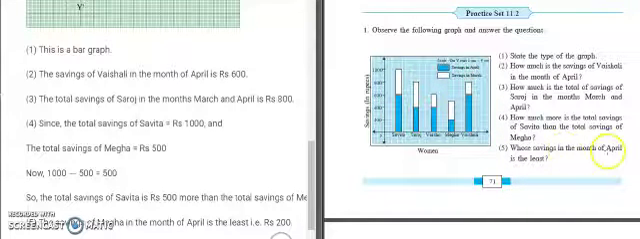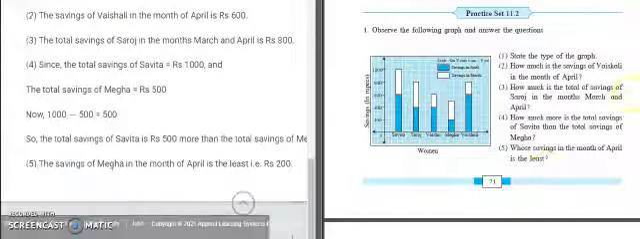Now whose saving in the month of April is the least? So let us see the savings in the month of April. So here Savita's saving in month of April is 600. Saroj's saving in month of April is 400. Varsha's also 400. Megha's near about 200 and Vaishali's near about 600. So Megha's saving in month of April is least, that is 200.